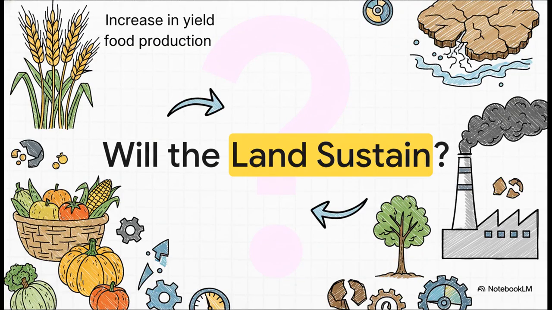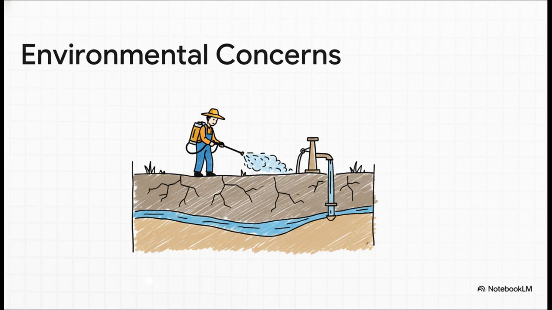But while the yields increased so much, these modern farming methods also put a great deal of pressure on our natural resources. This brings us to a very serious question. Will the land sustain? So this is a crucial point we must understand. Scientific reports show that modern farming has overused the natural resource base. There are serious environmental concerns.